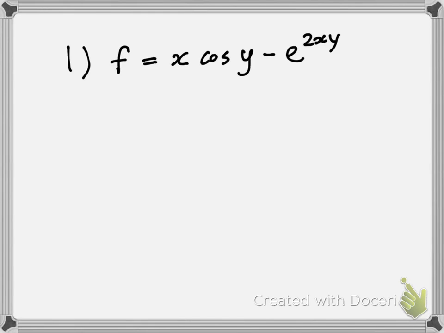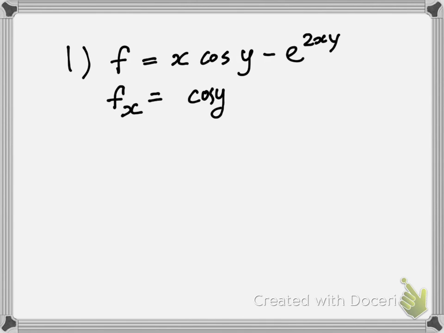When you try to find the partial derivative of f with respect to x, then you assume that y is a constant. That means cosine of y looks like a constant. So if I differentiate it with respect to x, I simply get 1 times cosine of y for the first term.